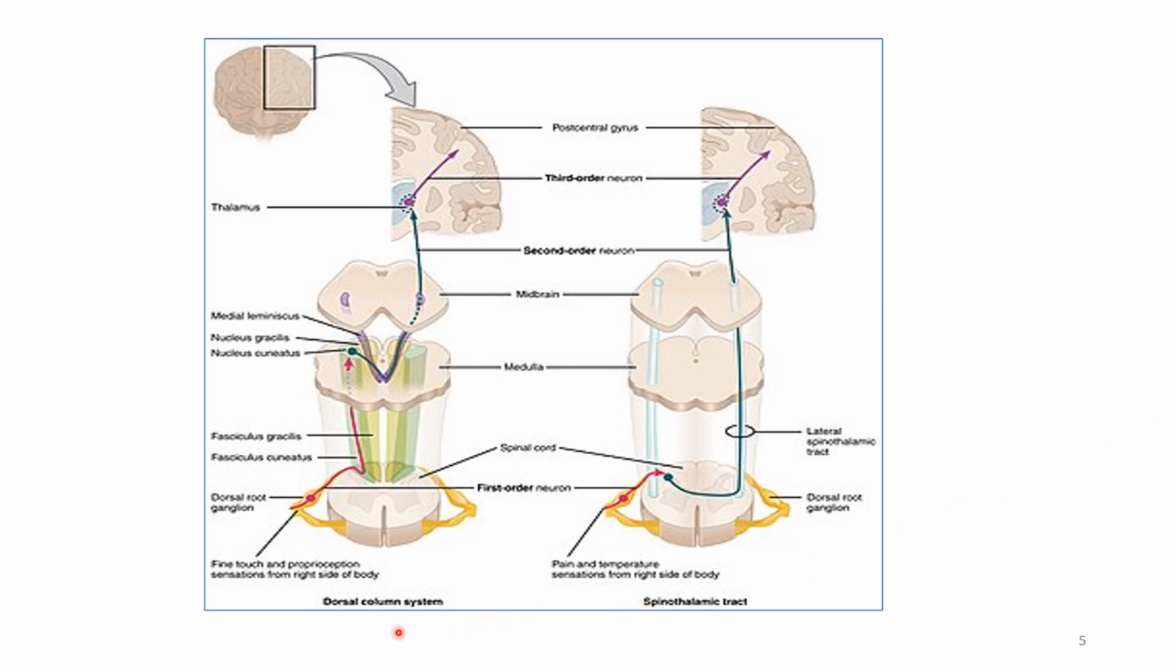So here also you can see dorsal column system when compared to spinothalamic tract. What is the difference? So in this figure I want to show this difference. So here the first order neurons will come and in the medulla they will end and second order neurons will be crossing. But when it comes to spinothalamic tract, the second order neurons will start in the spinal cord only and they will cross and they will ascend. So this is the difference.